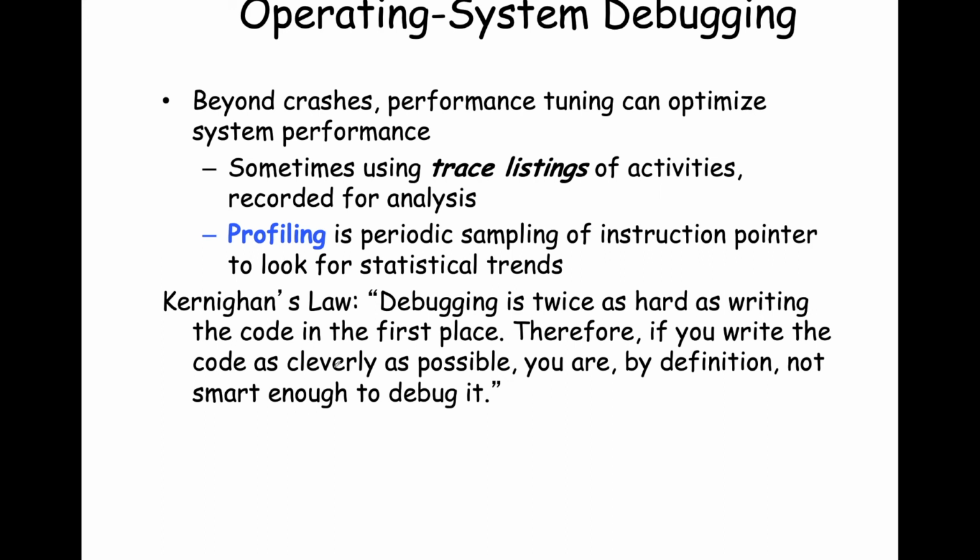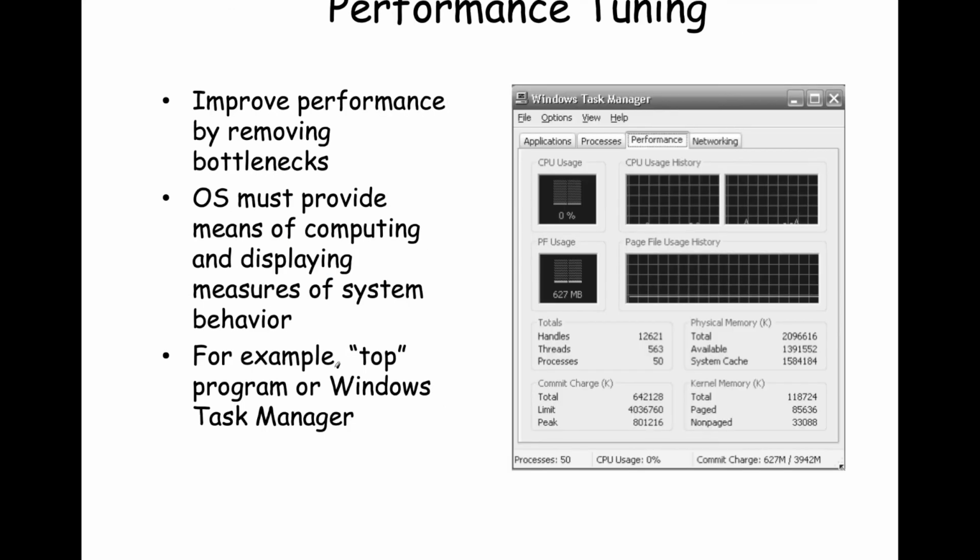And so Kernighan's law says that debugging is twice as hard as writing your code. So therefore, write it well as much as possible. And if you write it well, you're not really going to need to debug. But people argue that debugging is harder. So if you do your best work in your coding, that means you're not a very good debugger. Go figure. In performance tuning, a lot of this accounting information is made available to you in this picture.